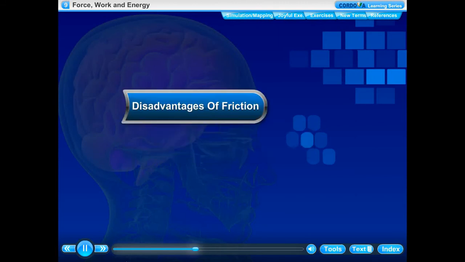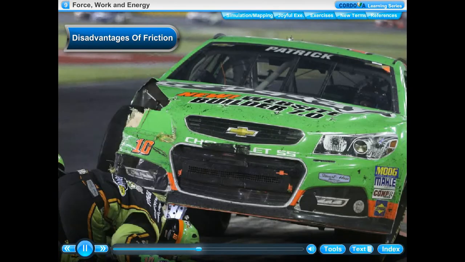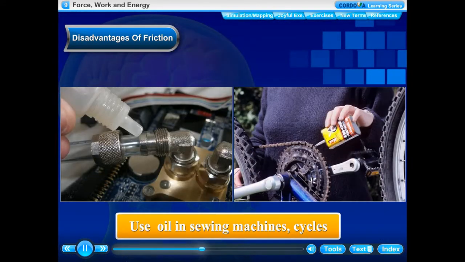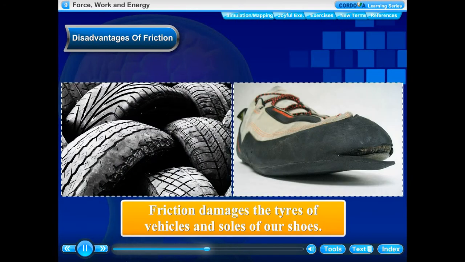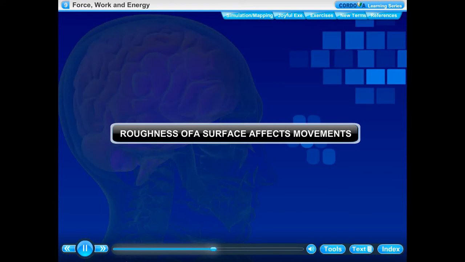Disadvantages of friction. It hinders the motion of vehicles. Friction produces heat that damages the machines. That is why we use oil in sewing machines, cycles, etc. Friction also damages the tires of vehicles and soles of our shoes. Roughness of a surface affects movements.